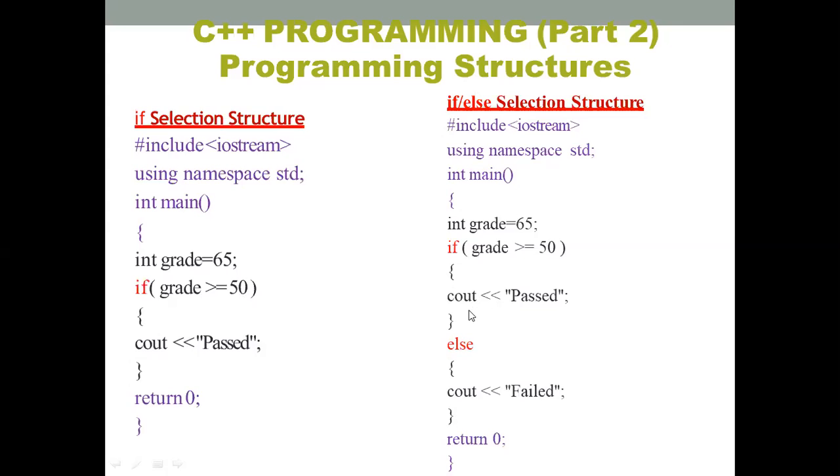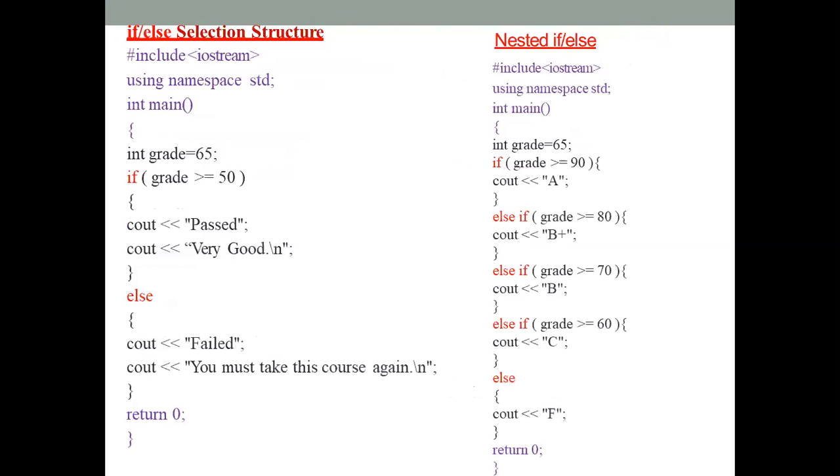Else means that if this condition is not true, if the student didn't get more than 50, then the output should be fail. This is the else part, you have to write it. Else, output fail. So in the previous program, there is no output if the student gets 45 marks. But in this program, if the student gets 45 marks, the result will be fail because there is another condition. I will show you these in the compiler. Next slide, let's go to the next slide.